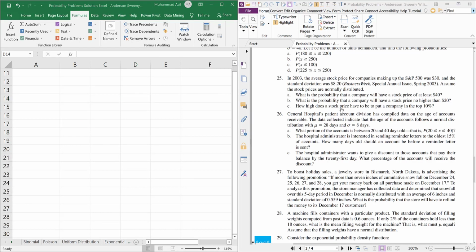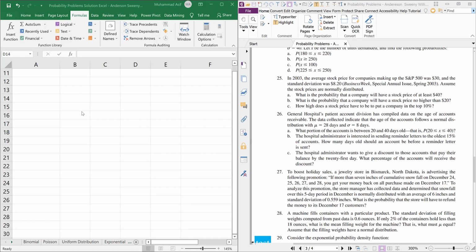Similarly, in the next question, General Hospital's Patient Account Division has compiled data on the age of accounts receivable. The data collected indicates that the age of accounts follows a normal distribution with mu is 28 and sigma 8 days. What portion of accounts is between 20 and 40 days old? That's the probability that x is greater than 20 but less than 40.